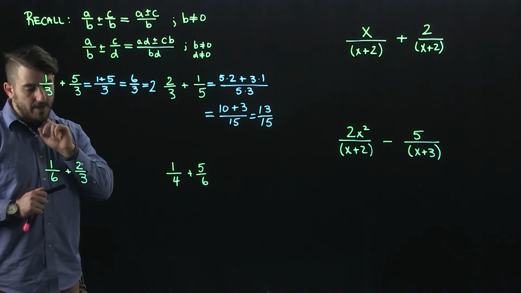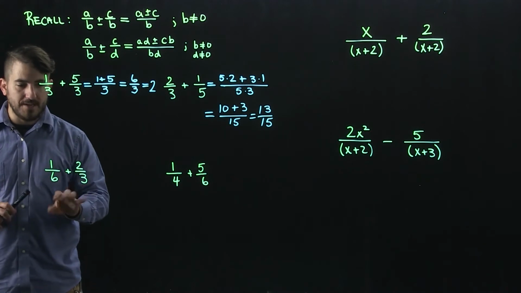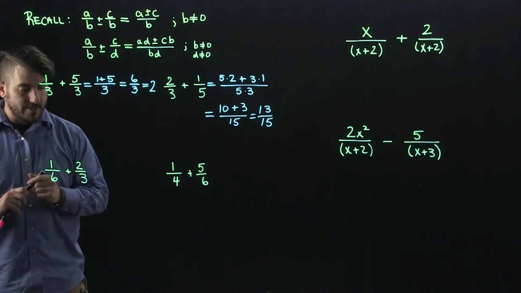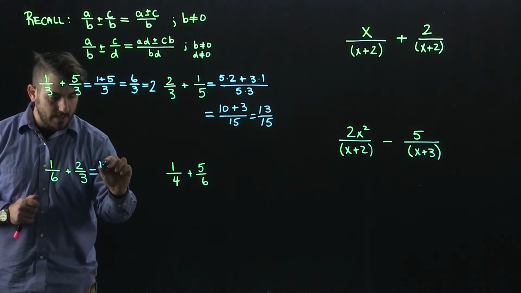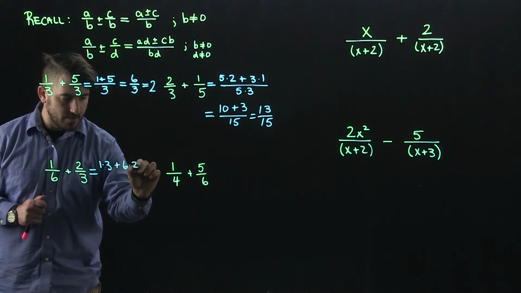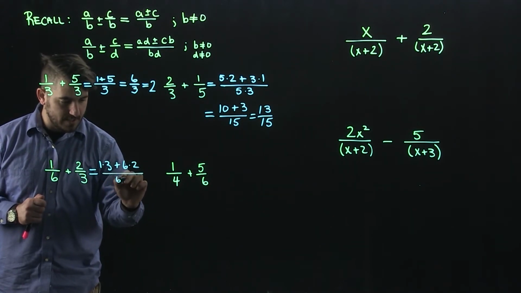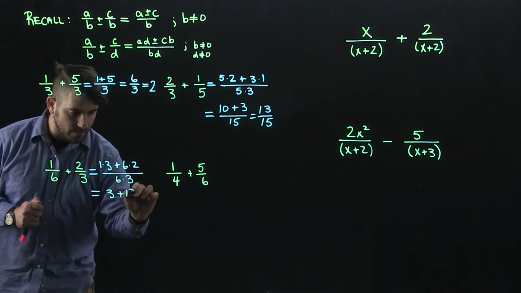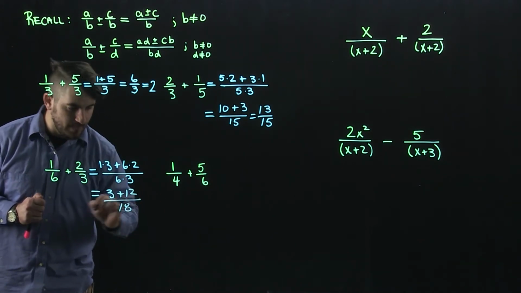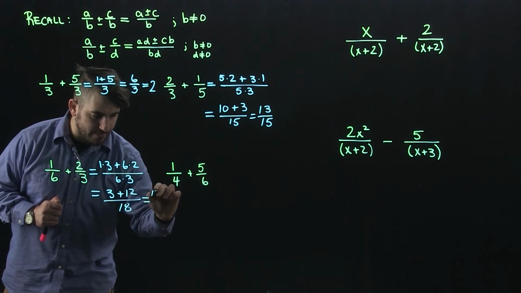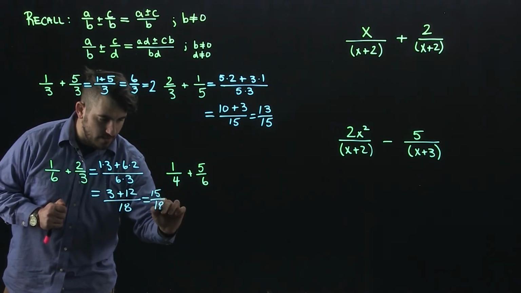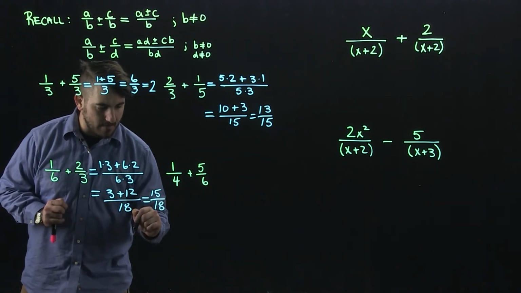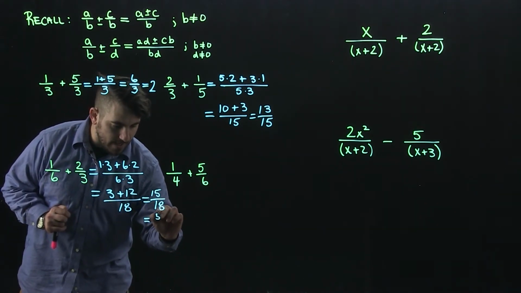Next, we have this one here. Now, I'm going to do two methods to this one. I'm going to use what I call the brute force method, which is going to be 1 times 3 plus 6 times 2 over 6 times 3. And that's going to give me 3 plus 12 over 18. And so then I finally get 15 over 18. And so that will reduce. So we can divide the top and bottom by 3. And we get 5 over 6.